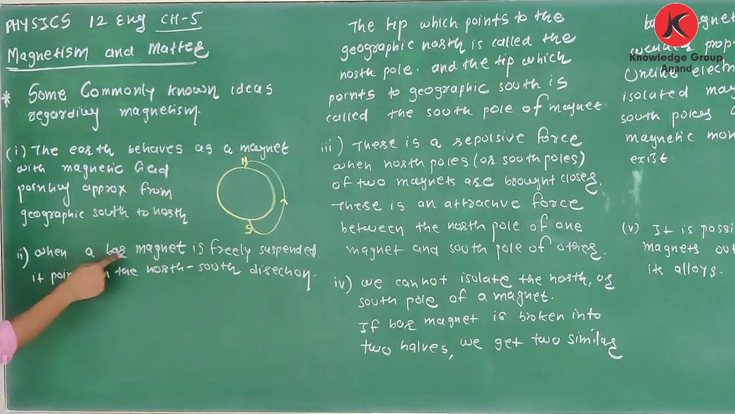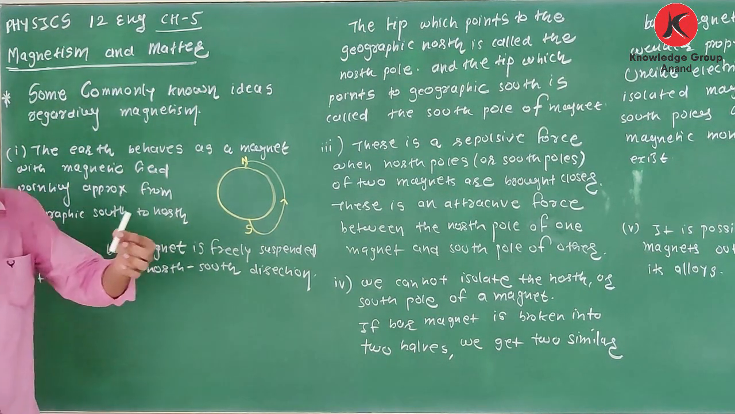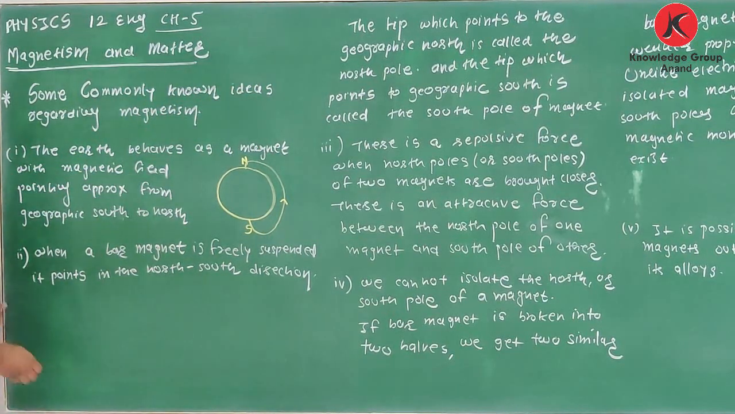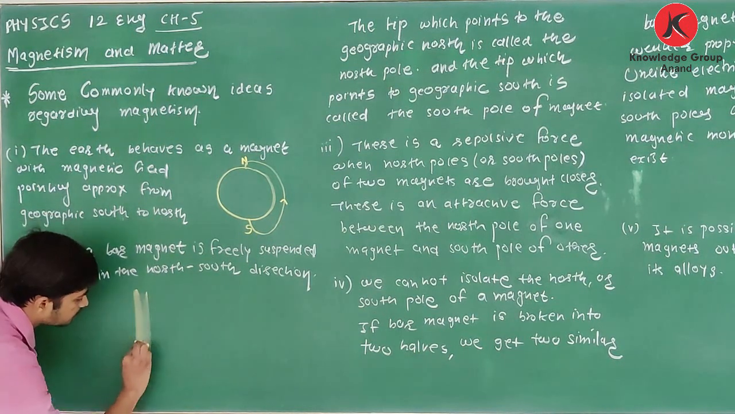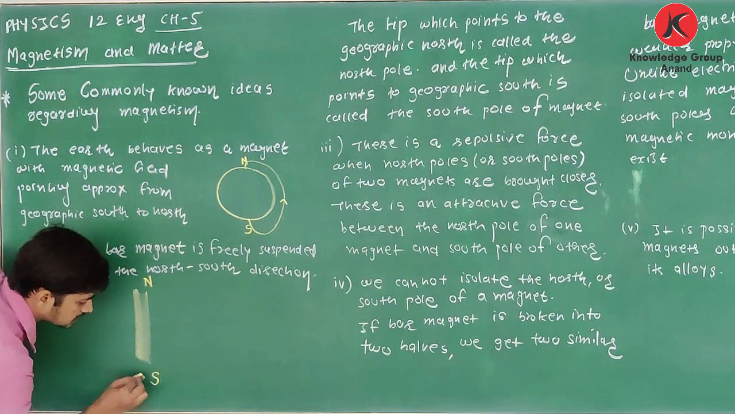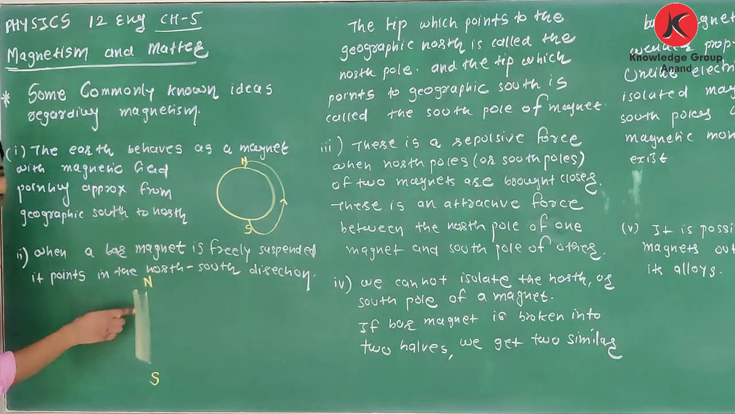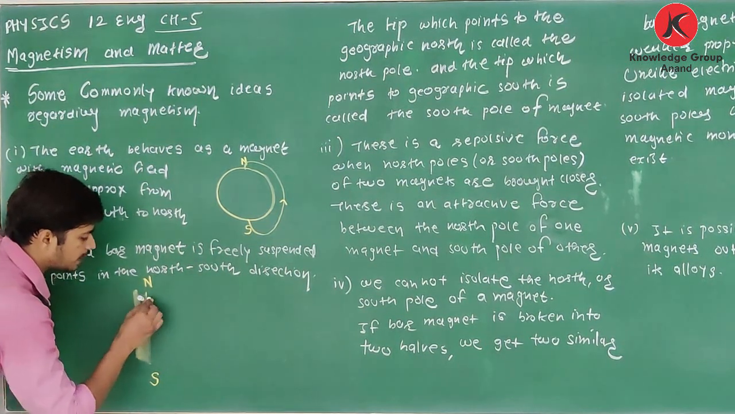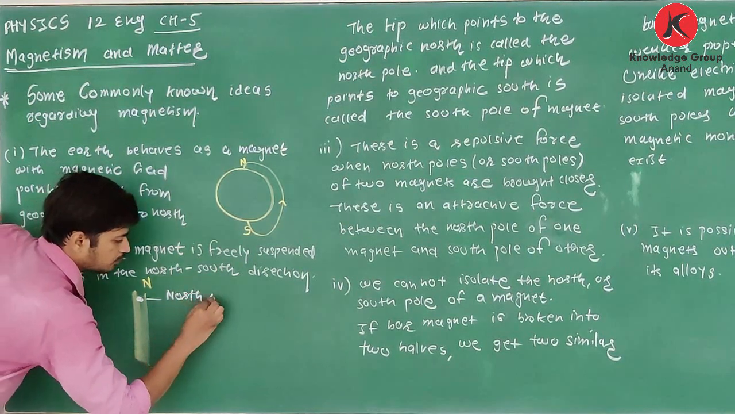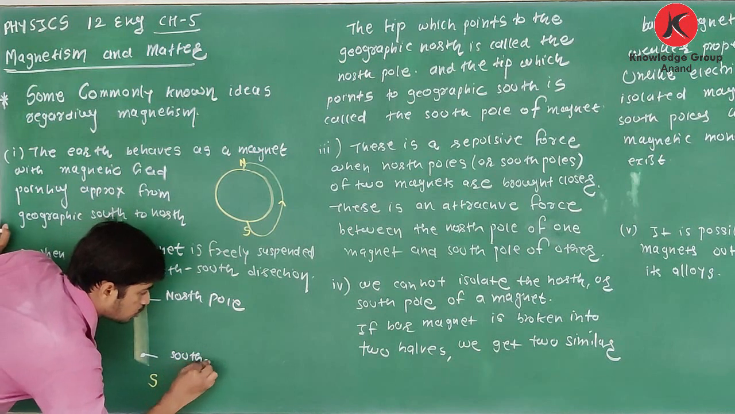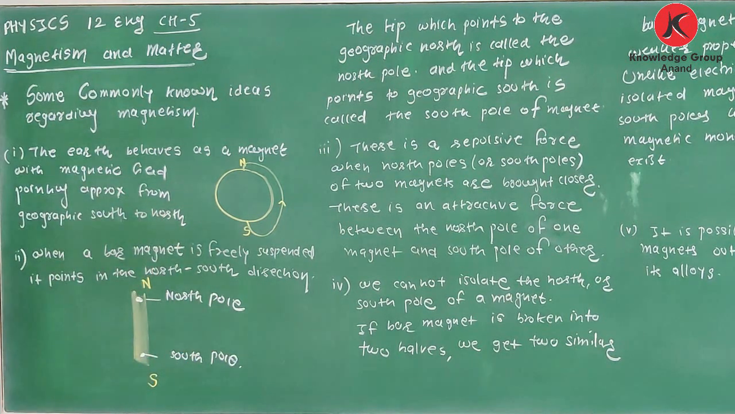Second point is, when a bar magnet is freely suspended, it points in the north-south direction. If I have a bar magnet like this, and I freely suspend it, then it will point in the north and south direction like this. The tip which points in geographical north is called the north pole of the magnet. Similarly, the tip which points in geographical south is called the south pole of the magnet.